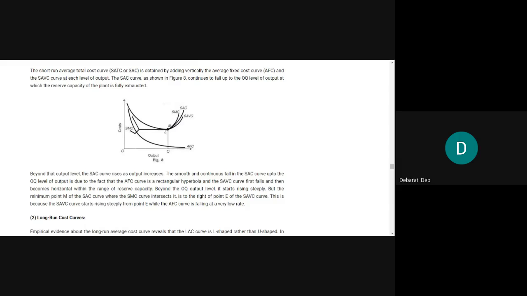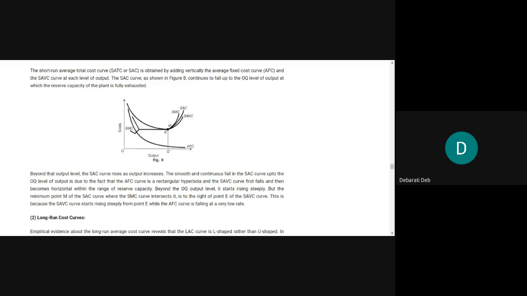Okay, now yesterday only point A and B was there, no? Today you will also have to draw a point M. And how will you draw this point M? That point M is going to be the minimum of the SAC curve. Yesterday both SMC and SAVC were meeting at the same point. They were all same, right? Both of them are same. But today when you draw this SAC curve, you will have to draw that minimum point slightly towards the right of E. Okay, slightly towards the right of E.